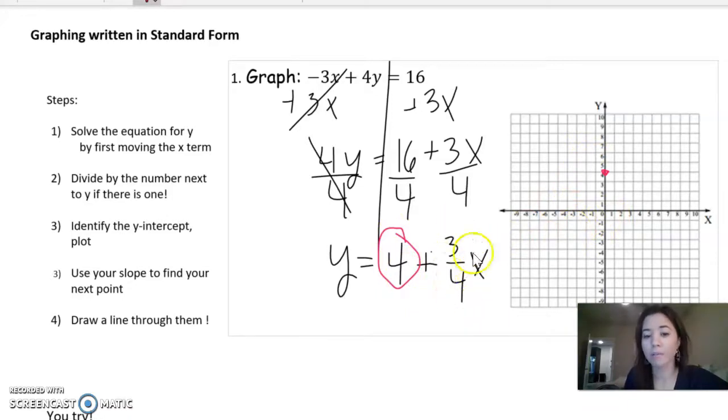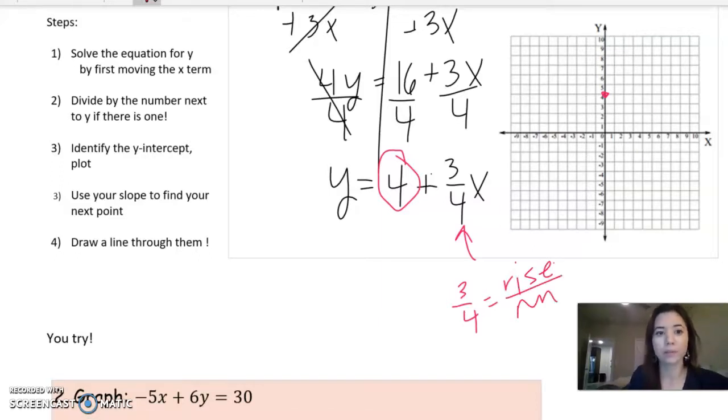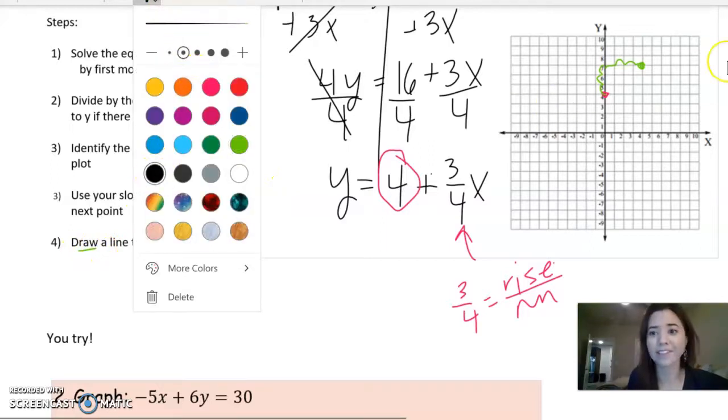And then my slope is that 3 over 4. And again, remember that that is our rise over our run. So that means from my y-intercept, remember that is our starting point, I'm going to rise 3. 1, 2, 3, and now I'm going to run 4. 1, 2, 3, 4, and make my point. And then lastly, make sure you draw that line through them. Again, we're graphing lines, not points.